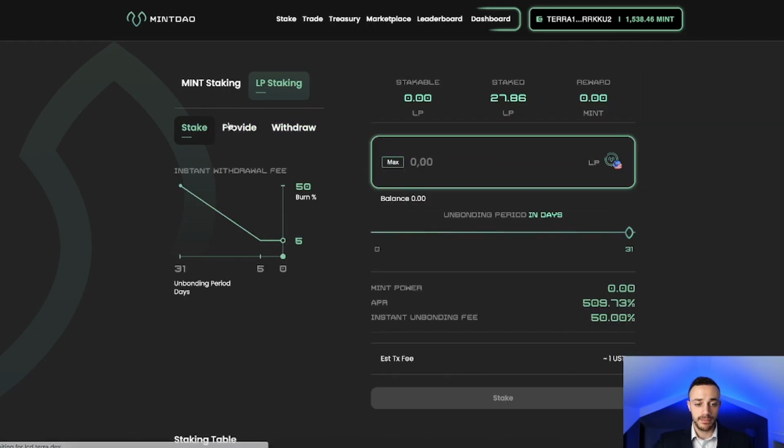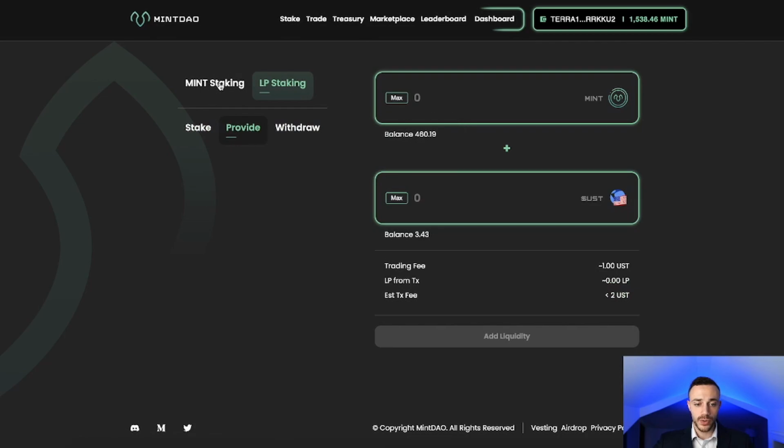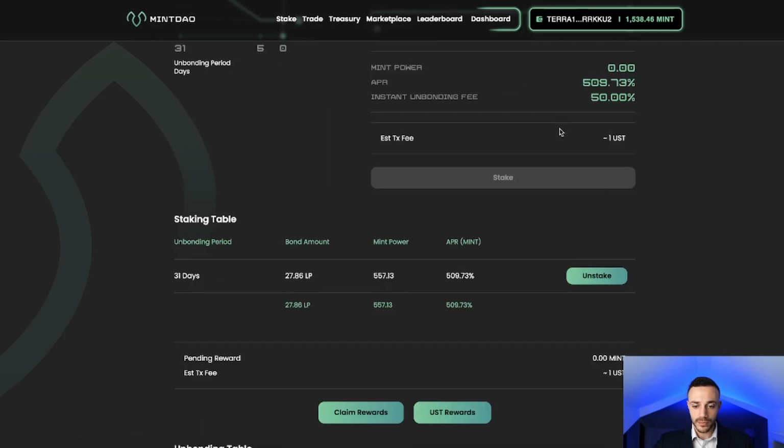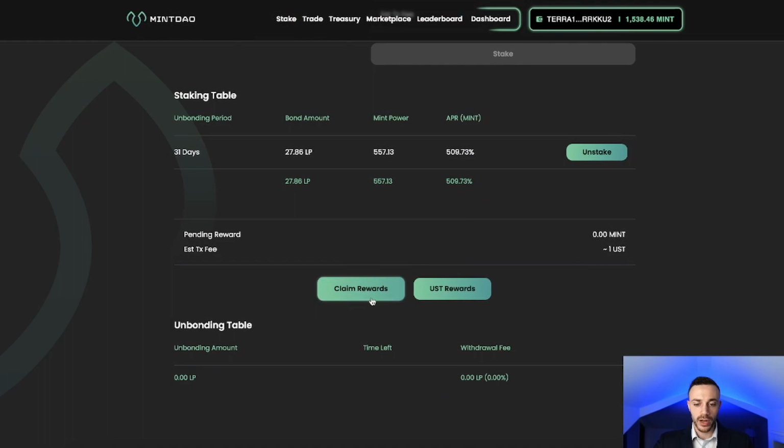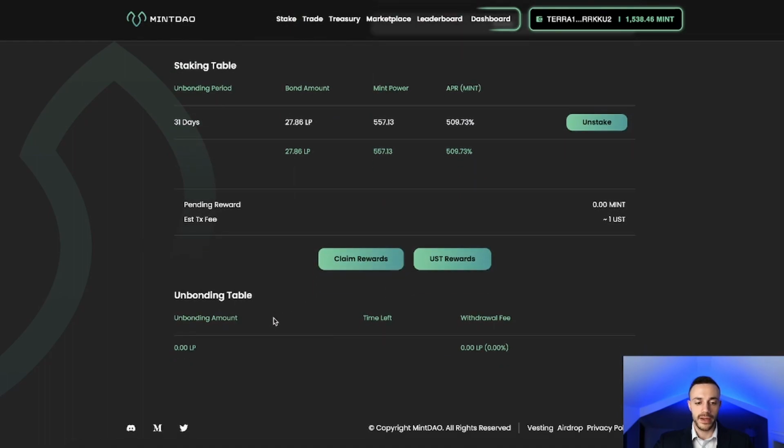And then again, if we wanted to claim our rewards, we can claim our rewards right here. And then down here, it shows you your unbonding table and how much time is left to fully unbond your tokens for them to become liquid again.